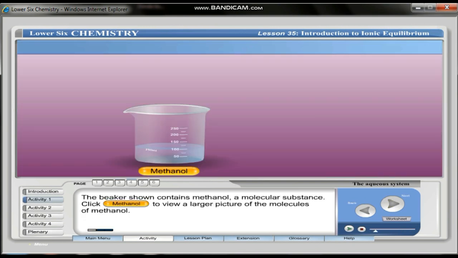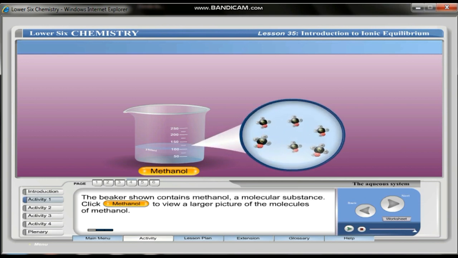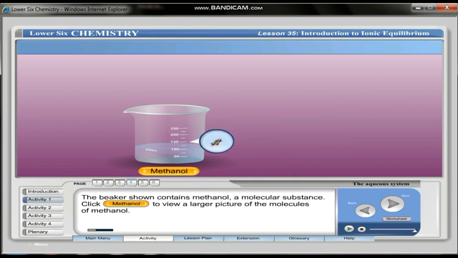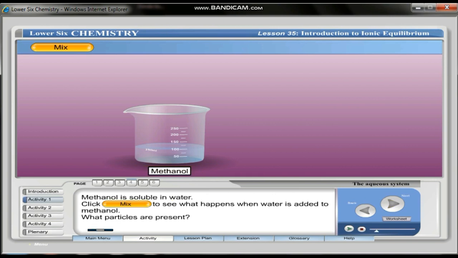The beaker shown contains methanol, a molecular substance. Click the methanol button to view a larger picture of the molecules of methanol. Methanol is soluble in water. Click the Mix button to see what happens when water is added to methanol.